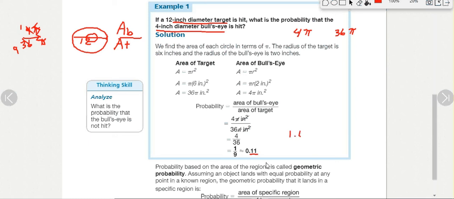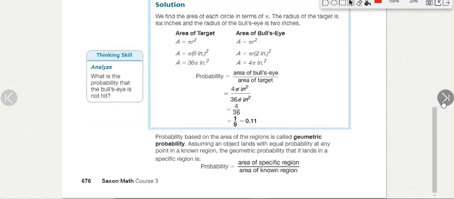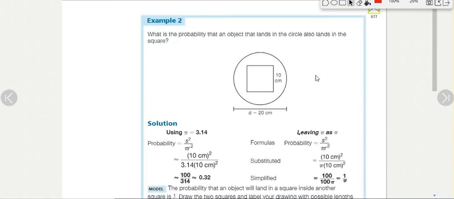So you'd have to go like this. 0.11, right? They just went to hundredths. They probably had to round and stop there. This is again called geometric probability. Assuming an object lands with equal probability at any point in a known region. With that said, the probability is the area of the specified region we're looking for over the area of the total or known region. Just like when we found probability of drawing a marble.